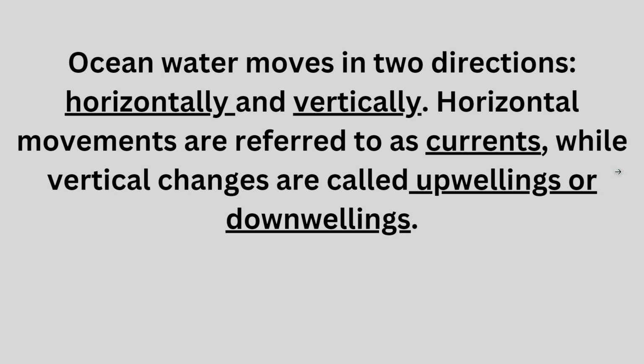Ocean water moves in two directions. Actually, the movement of water can be in two directions: one is vertical, one is horizontal. The horizontal movement we call ocean current. The movement of water in the horizontal direction is called currents, and the vertical movement of water is called upwellings or downwellings. If the surface water goes down to the deep portion of the ocean, it is called downwelling, and if the deep water comes to the surface of the ocean, it is called upwelling.